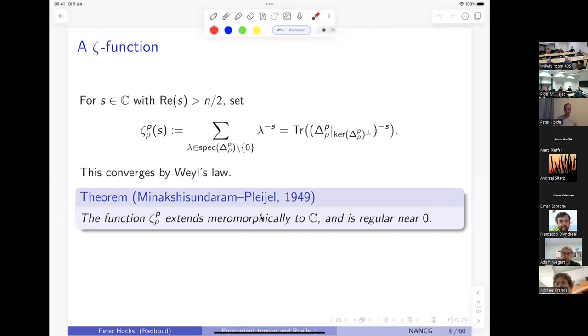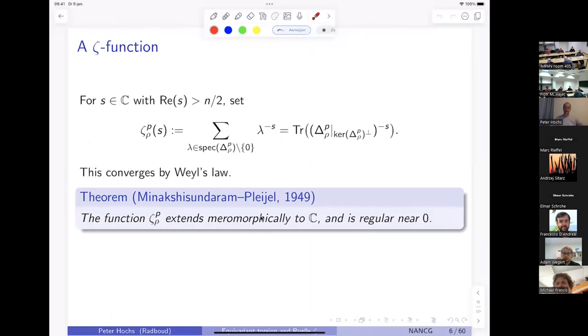Okay. Thank you. May I comment? Sure. So probably this is what you had in mind. I'm talking to Adam. Maybe you are talking about L2 cohomology for non-compact spaces. But these are cohomologies of the de Rham complex twisted by parallel sections of a flat vector bundle over a compact manifold.